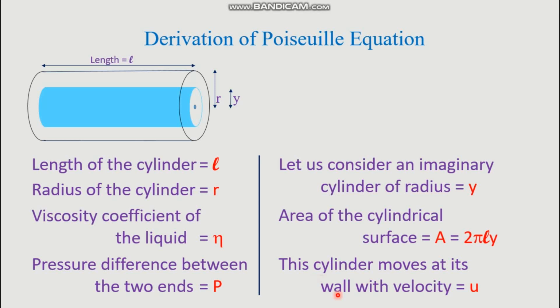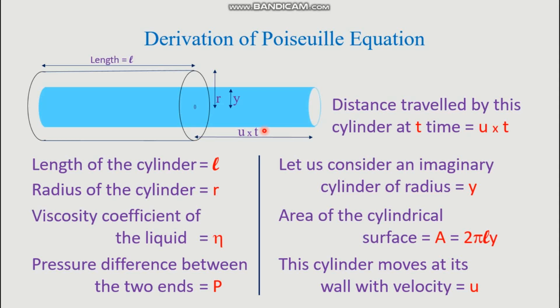So after some time t, how much distance does it cover? Now velocity into time. So look, the cylinder moves like this. Once again I am showing you, the cylinder is moving with velocity u and moves up to time t. Then what is the distance covered? The distance covered must be the velocity times the time, that is velocity into time. So the distance traveled by this cylinder at time t is u into t.